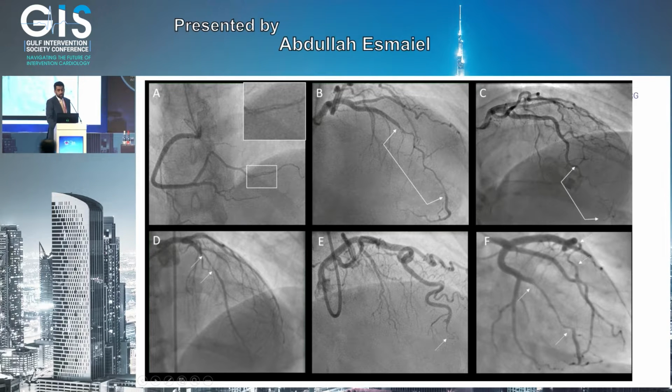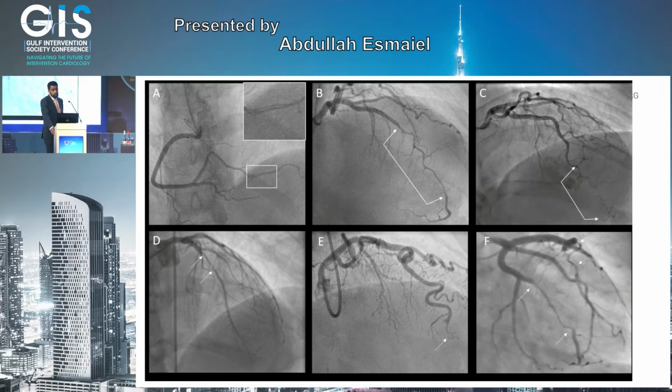A is type 1 SCAD, when you have a double lumen appearance, and it accounts for 25% of cases. We have the double lumen appearance because of the fenestration between the true and the false lumen, and then leak of contrast from the true to the false lumen.